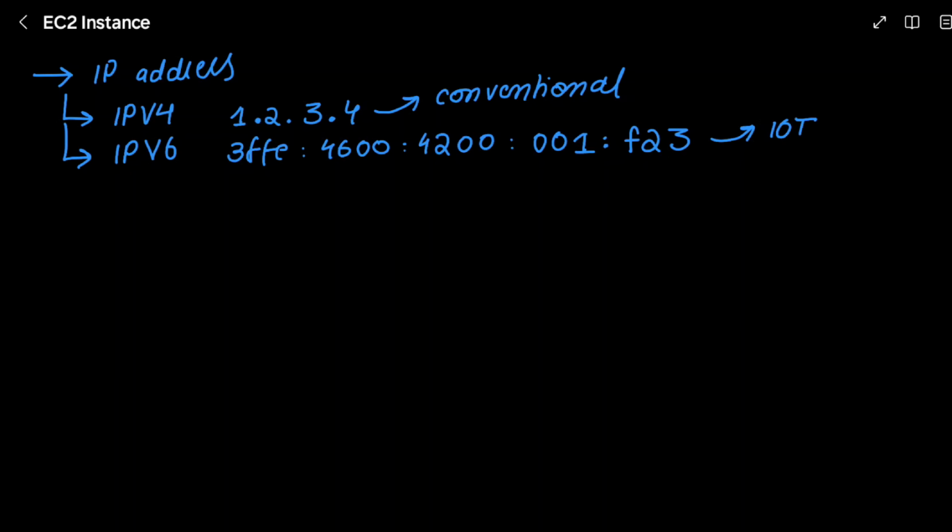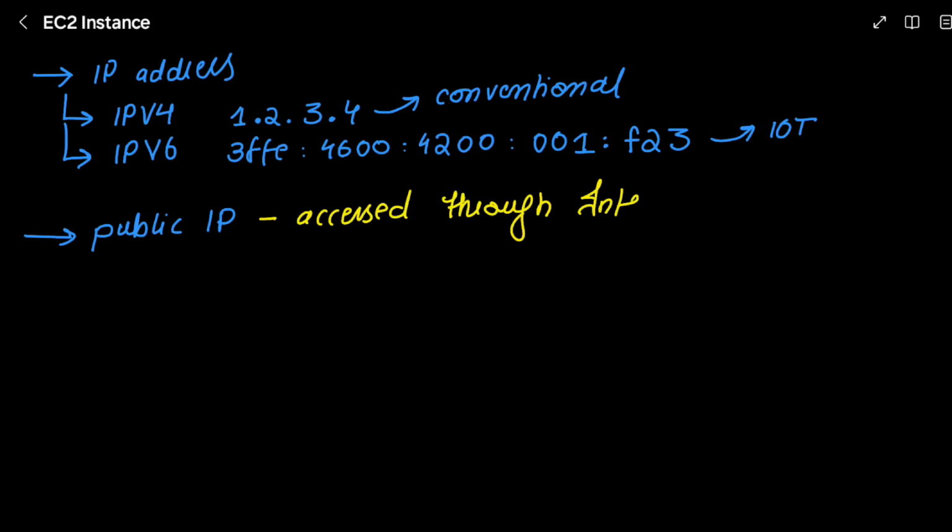All right, and within this division, we have another class which is known as public IP addresses. Public IP. And what this means is any IP address that can be accessed through the internet, or can be recognized through the internet, is known as public IP. So that's one thing.